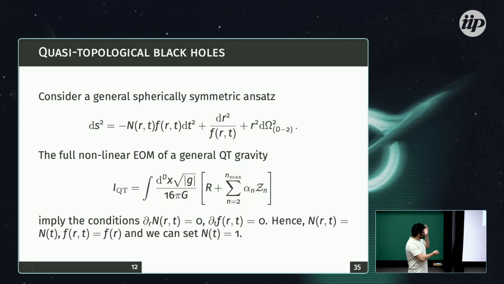So very quickly you see that this implies that n is exclusively a function of time, which means that you can reabsorb it in a redefinition of time because it only appears here. So you can set it to 1 so that the solution is asymptotically flat. And f only depends on R. Okay, so that's essentially Birkhoff's theorem.